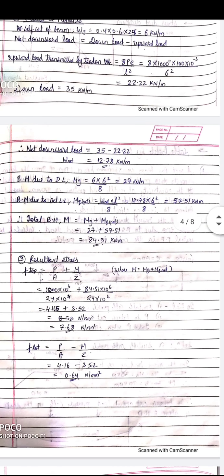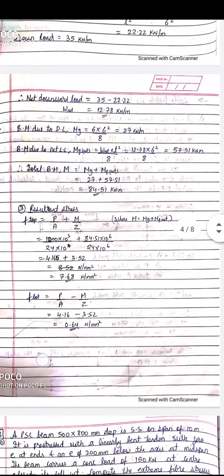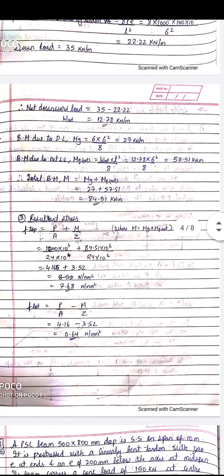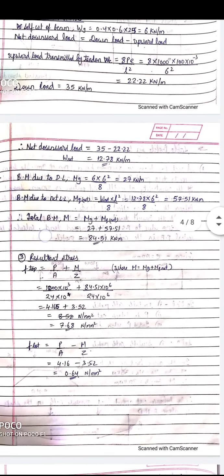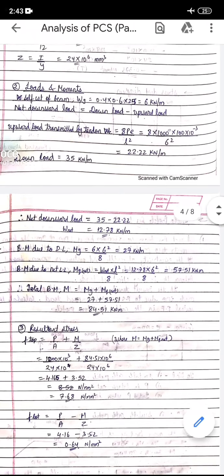Your resultant stress is given by the equation P by A plus M by Z, where M is, remember, Mg plus Mq net. So P by A plus M by Z will give you 7.68. And similarly, F bottom is given by P by A minus M by Z. So this is how you are going to find out your resultant stress with the help of load balancing method.